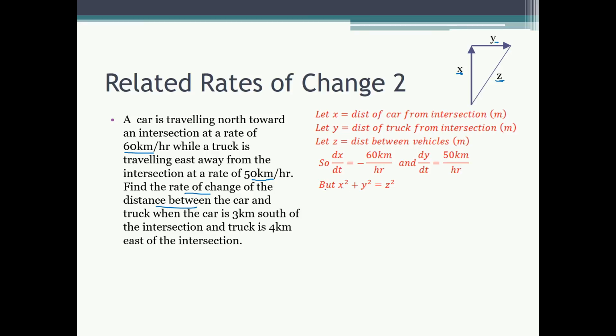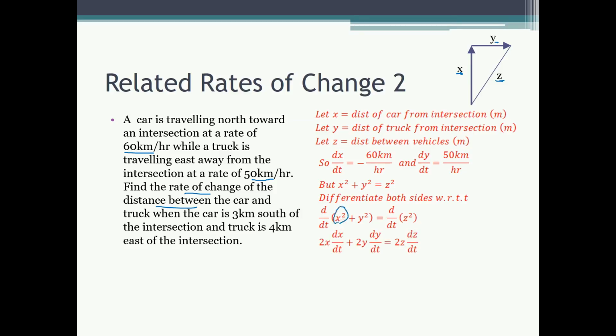So if I just take the derivative of everything with respect to t, we get d/dt of the left is d/dt of the right. Now we have to use the chain rule, because the d/dt of x squared is not just x. If it was just x, it would be dx/dt. But it's not x, it's x squared. So to use the chain rule, it's the derivative with respect to x first, then the derivative of x with respect to t.